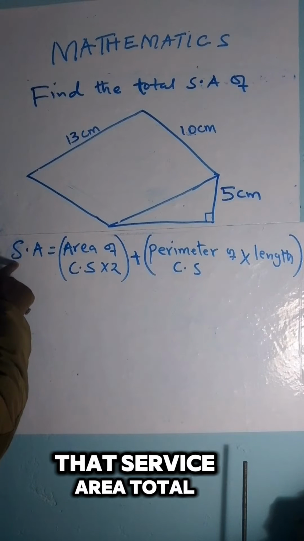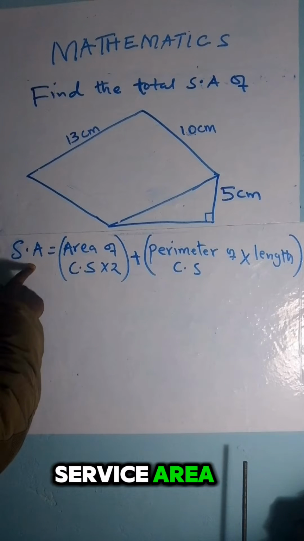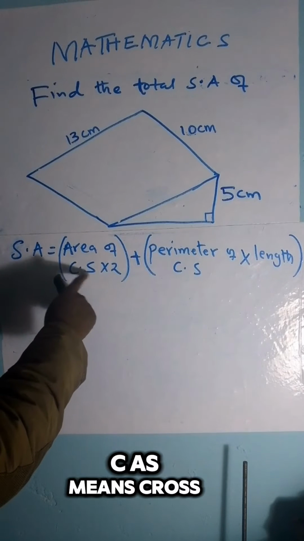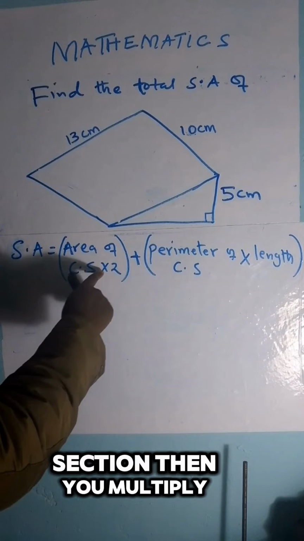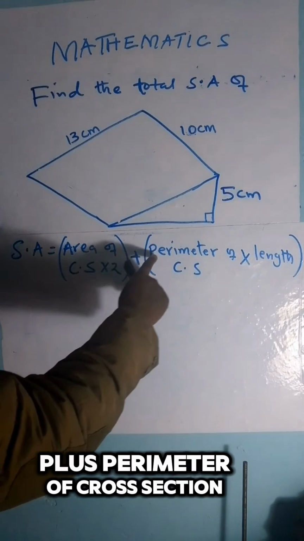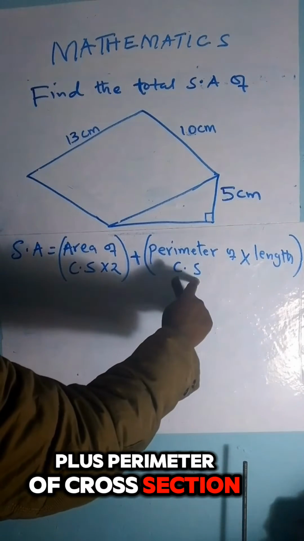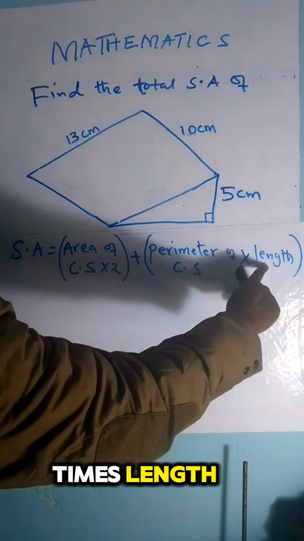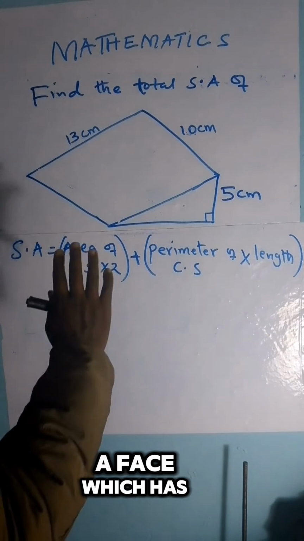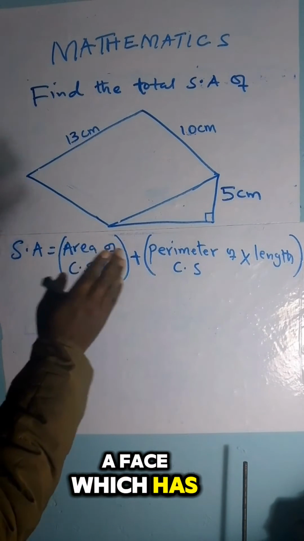Total surface area is equal to the area of cross section (CS means cross section), then you multiply times 2, then you add the perimeter of cross section times length. In this one, the cross section is a face, which has two faces.